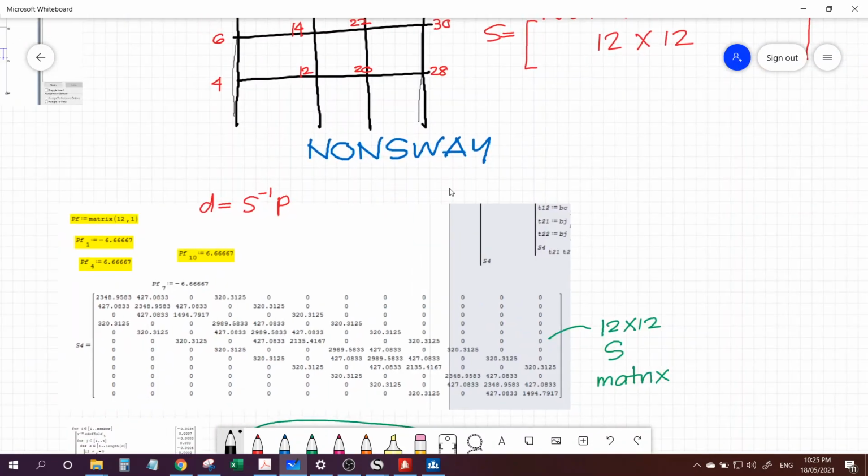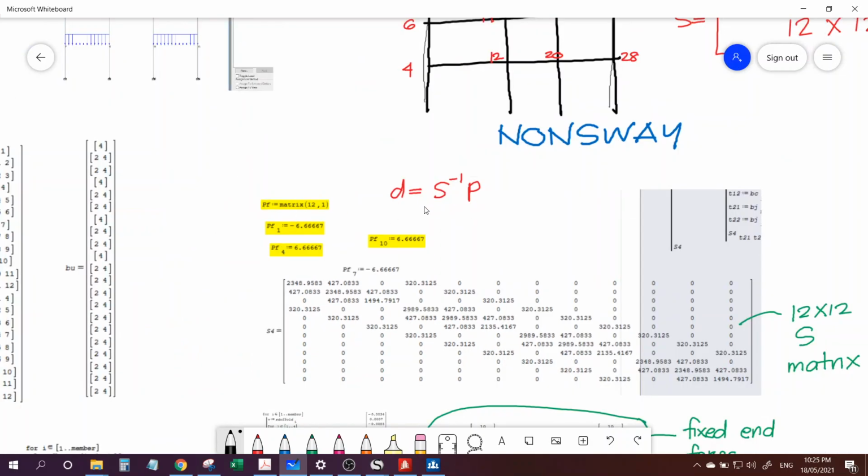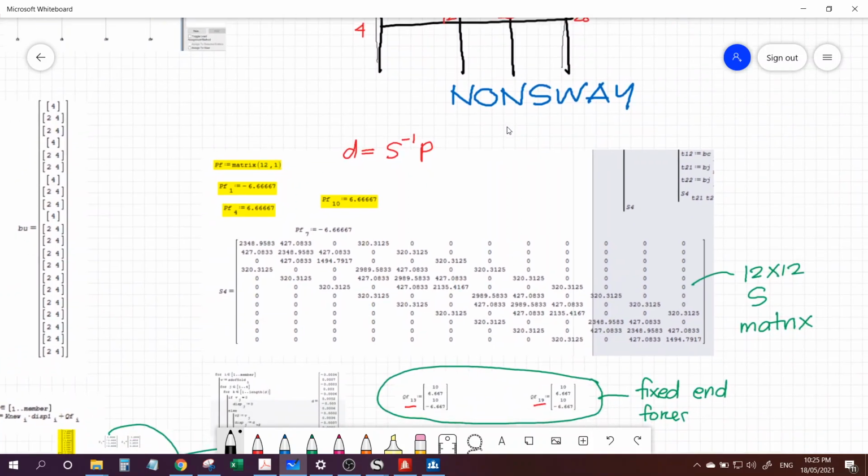Now again, this is our stiffness formula. P equals SD, therefore displacement is equal to S inverse P. And using our SMAT code, this is my corresponding S matrix. So it's a 12 by 12 S matrix, and as you notice, it's a banded matrix.